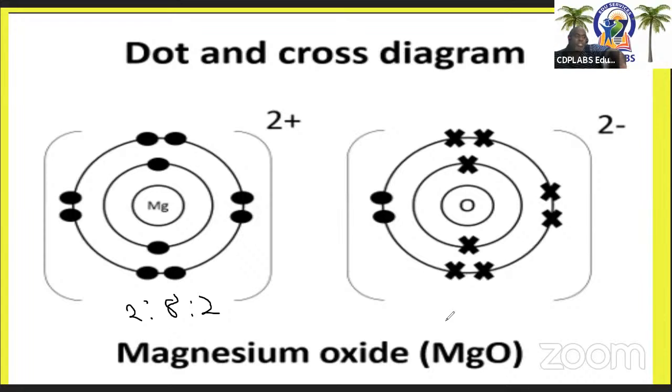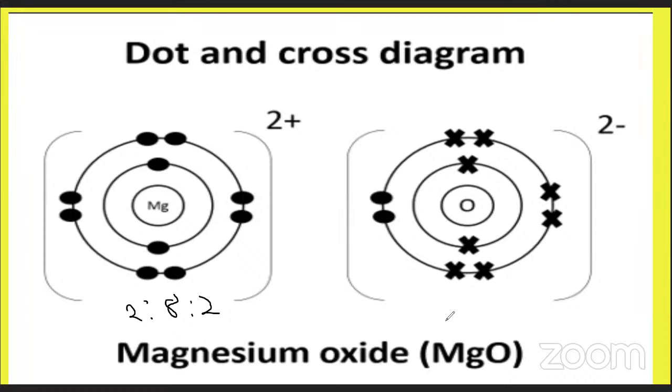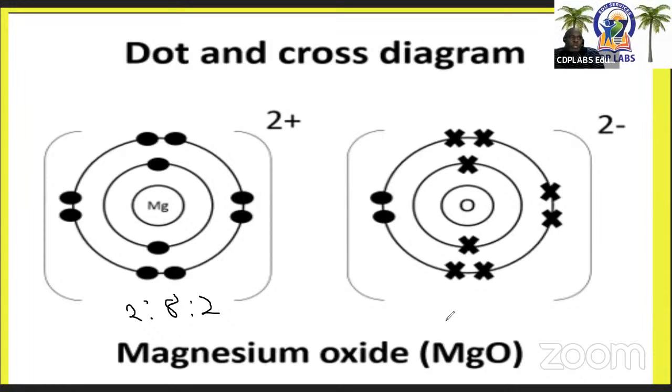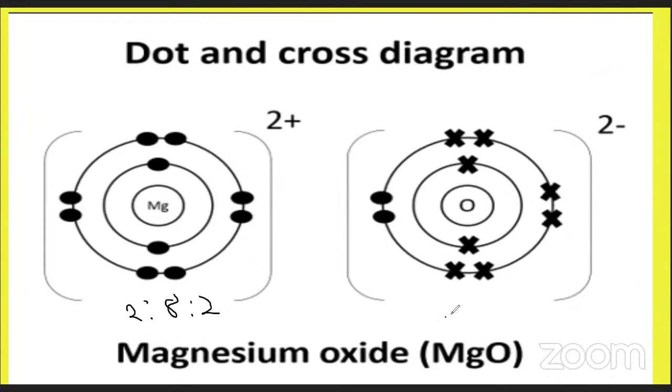What is the electronic configuration for oxygen? Go ahead, Brittany, I'm listening now. For oxygen, sir, 2, 6. 2, 2, 6. 2 to 6.